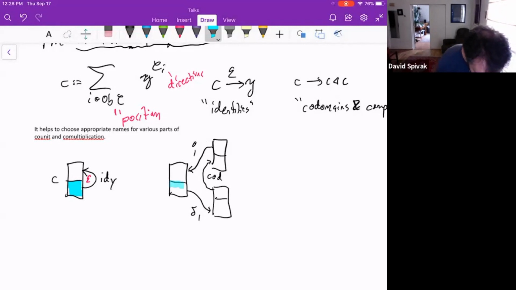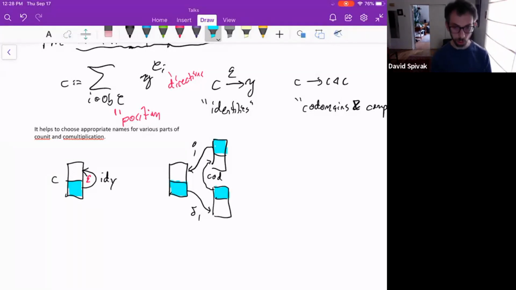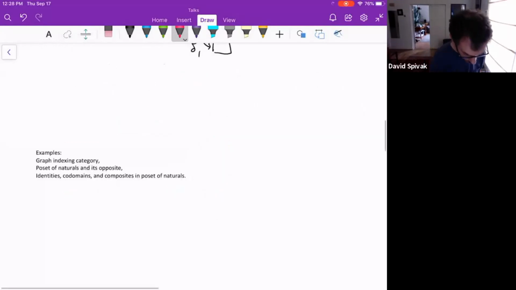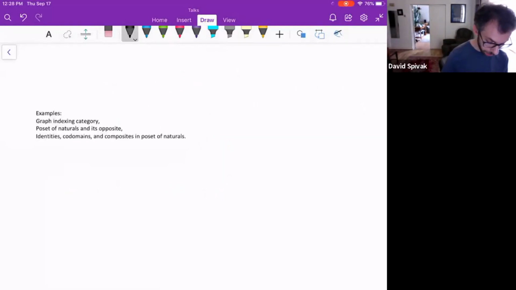So my goal is to show that the thing called cod really acts like codomains, and the thing called comp really acts like compositions. And that delta 1 is always identity. Okay, so great. Let me give you some examples of emanation polynomials.